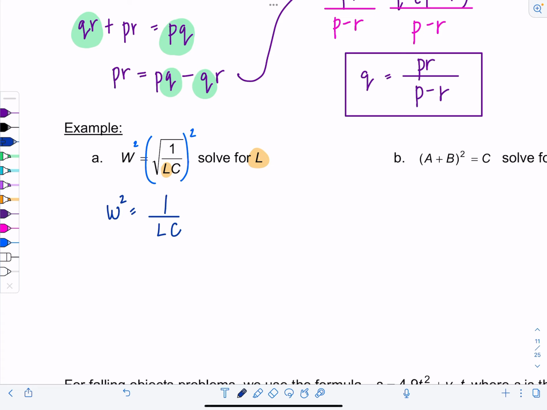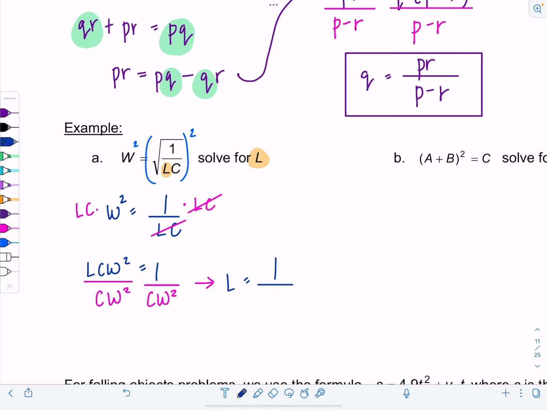How do I get L out of the denominator? Let's multiply everybody by LC. Not Lauren Conrad. Okay. So we've got LCW squared equals 1. Who do I want by itself? L. So divide by everybody who's bothering him, C and W squared. Be gone. Okay. So that means L equals 1 over CW squared. And we're done. We're not going to get a number for our answer. We're just solving for or isolating a variable.